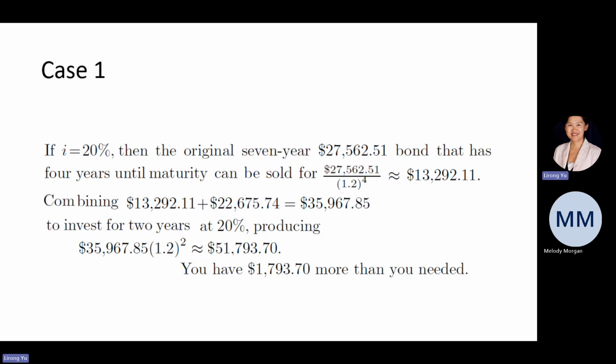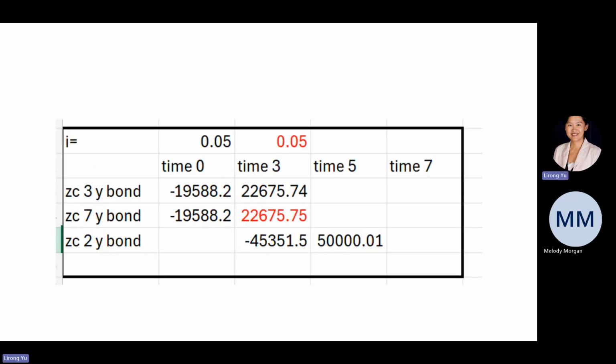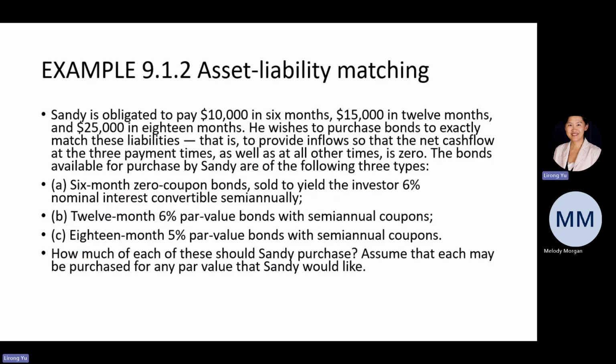Whenever you want to achieve a full immunization, the liability is in the middle, then you have 2 assets, one before, one after. That's the situation where we can obtain full immunization. But then there are situations where we do not have a single liability. You may have several liabilities, and then the situation is a bit more complicated.